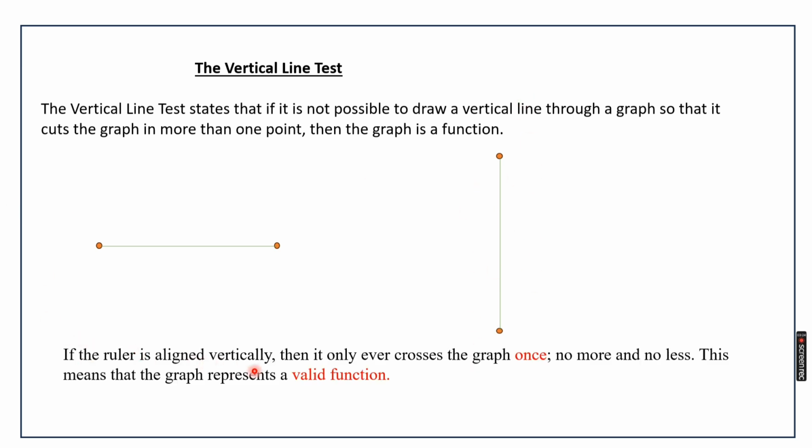If the ruler is aligned vertically, and it only ever crosses the graph once, no more and no less, this means that the graph represents a valid function. So to be a valid function, the vertical line must cross the graph exactly once. If it does not cross the graph, it will not be a function because there is no value, or it is out of range. But if it crosses twice, it is not a function.